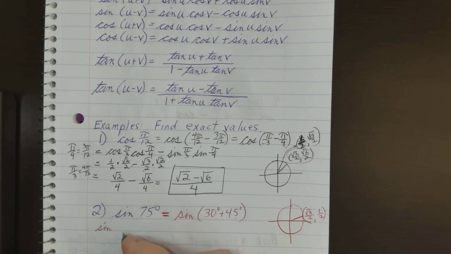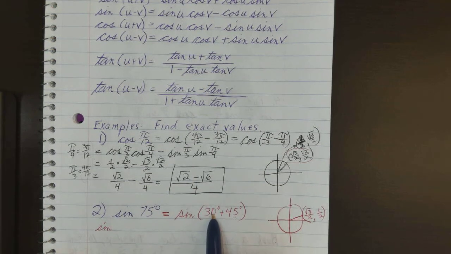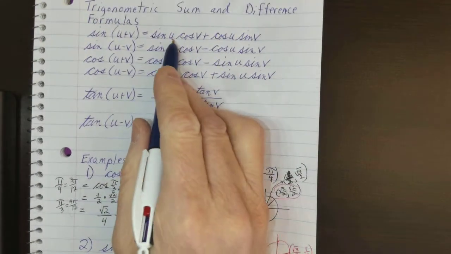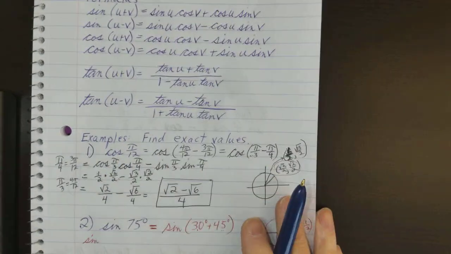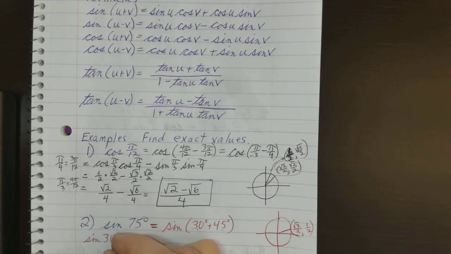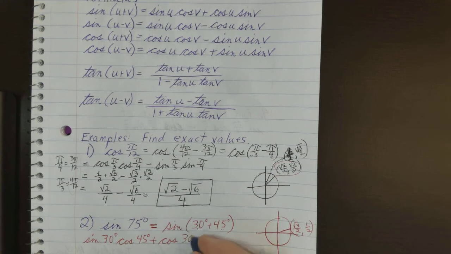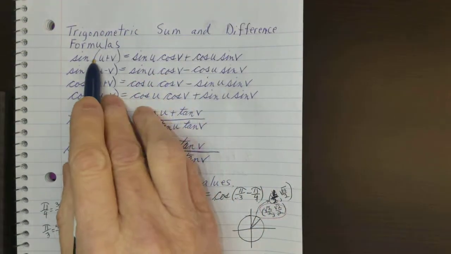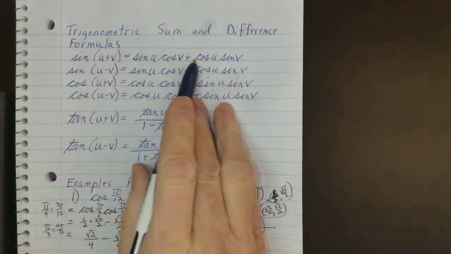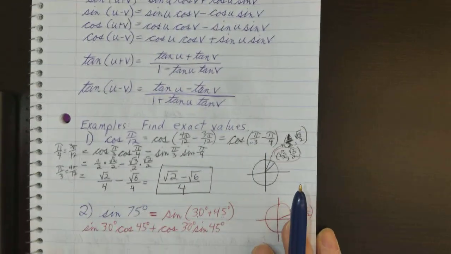Sine of u plus v. Here's u, here's v. If you're coming up here, the very first one we have, that's the sine of 30 degrees times cosine of 45 degrees plus the cosine of 30 degrees sine of 45 degrees. And this is addition. This is our sum of sine identity we have.